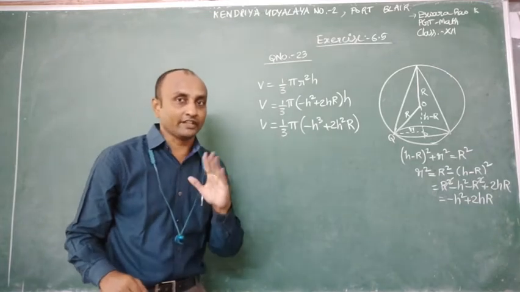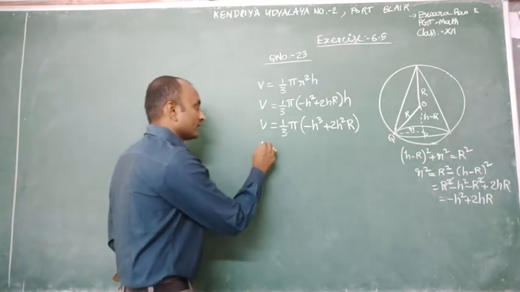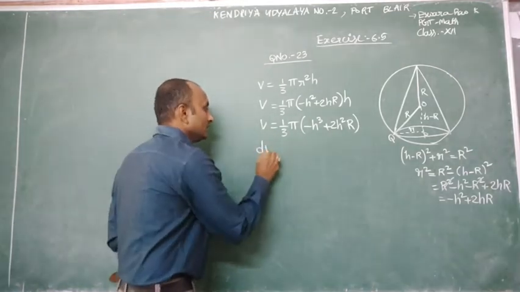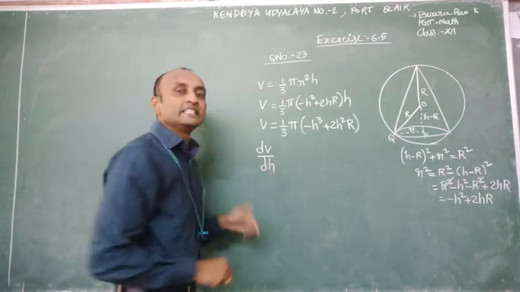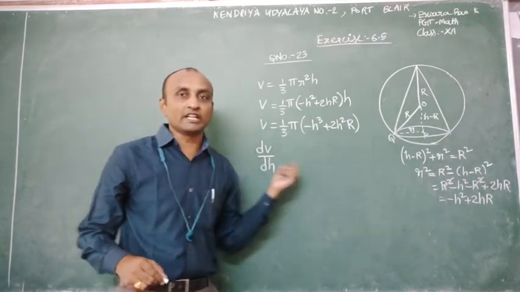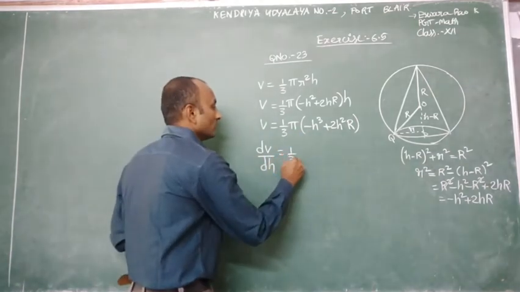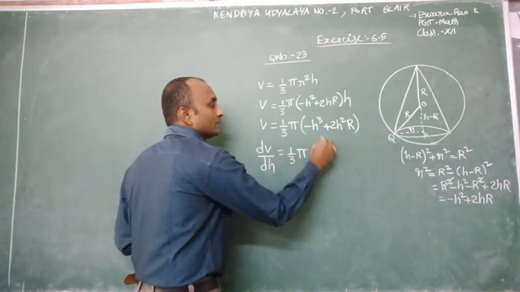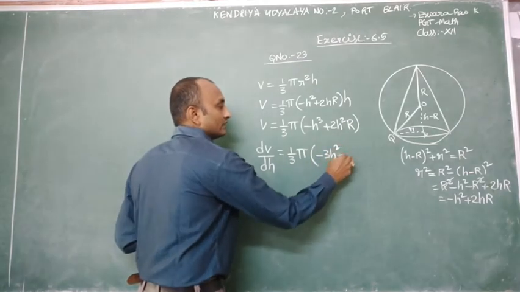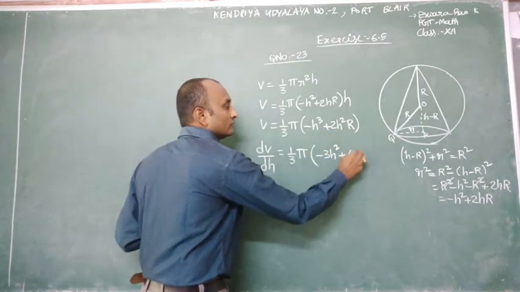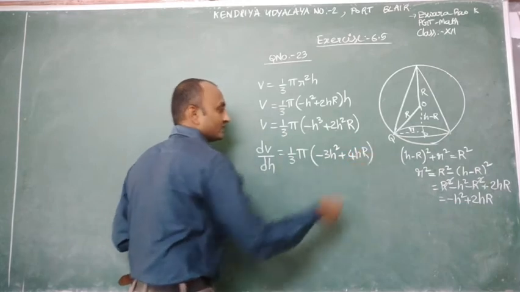So, expressed in one variable. Now, first derivative test. For the first derivative test, you should differentiate this one, dV by dh. Why do we do dV by dh? h is the variable. We are differentiating with respect to the variable h. dV by dh is equal to 1 by 3 pi into minus h cube derivative, minus 3h square, plus 2h square derivative, 4h, into R, capital R is the constant.